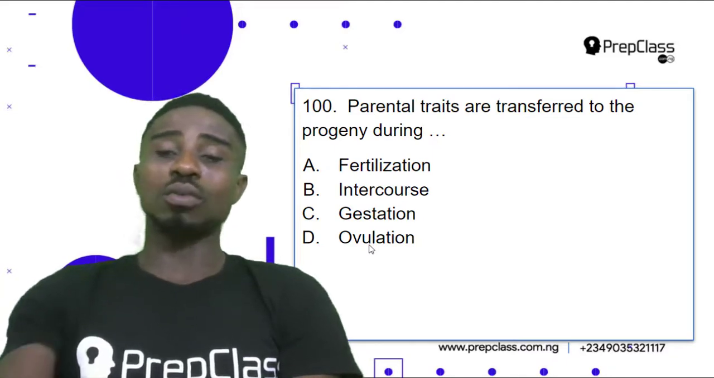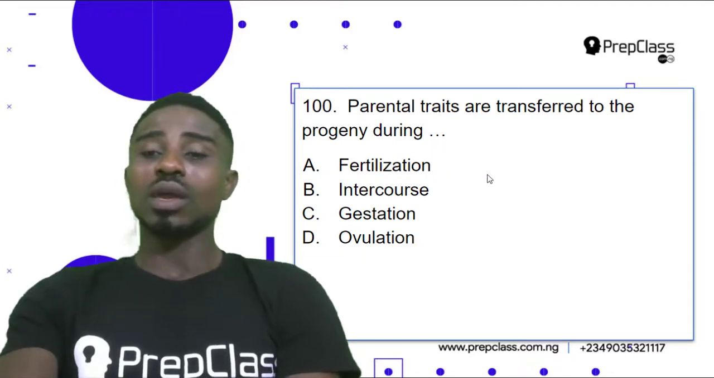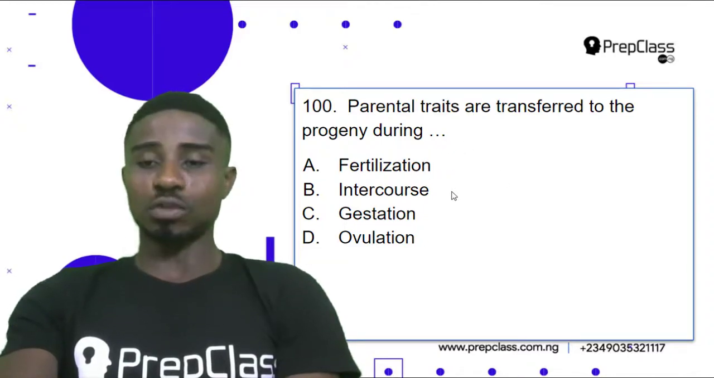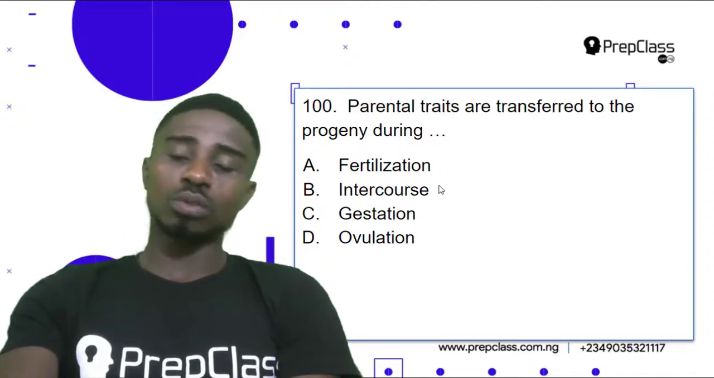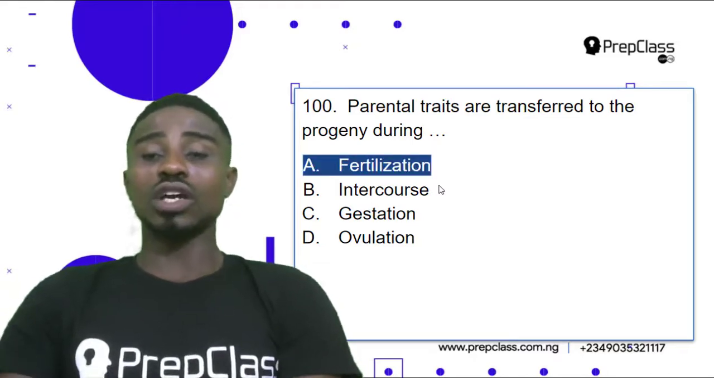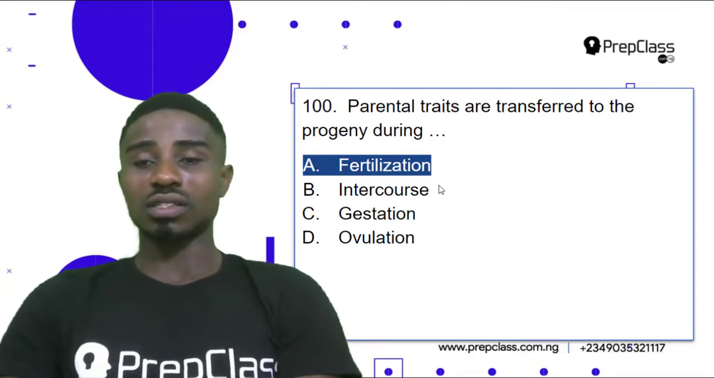Our correct answer will be option A, fertilization, where the male sex cell meets with the female sex cell to form the offspring. So option A is our correct answer. Let's check it out. Question 100, option A, fertilization, is our correct answer.